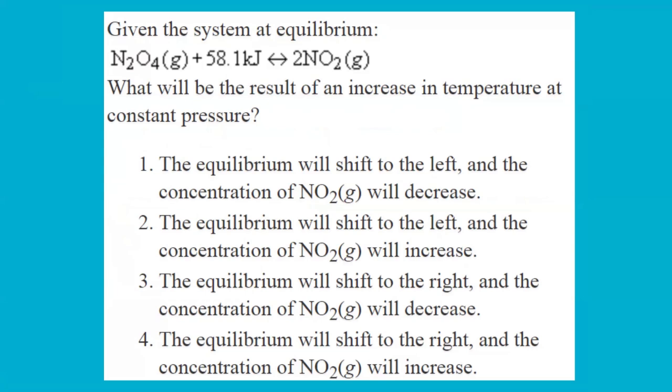This is the example that's used in the slideshow, N2O4. If you add 58.1 kilojoules of heat, this means it is an endothermic reaction. So if you increase the temperature, you're going to drive the reaction forward. So that means that you will increase the amount of NO2. So that's going to shift the reaction to the right, and the amount of NO2 will increase.